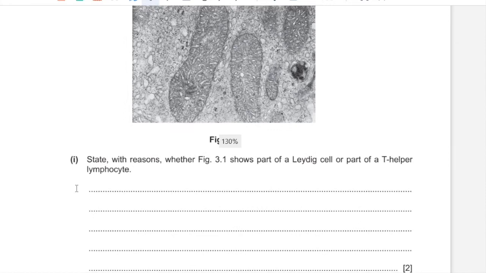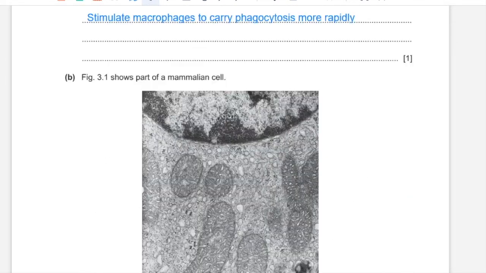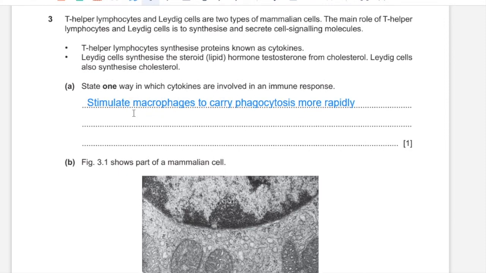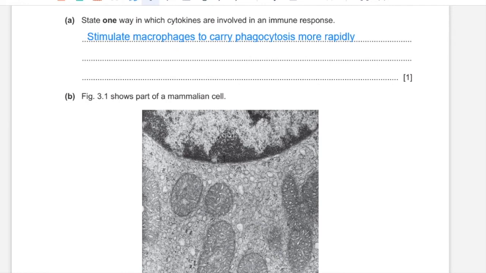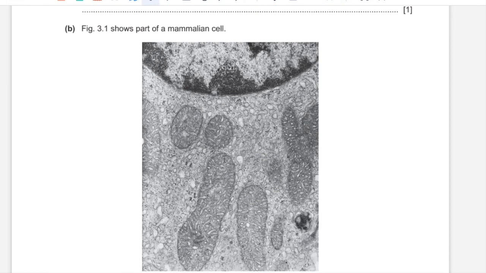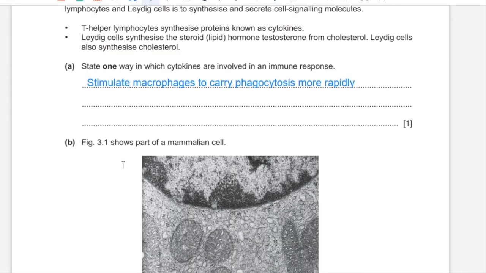To answer this question, you need to relate the diagram with the function of the cells in the question. T helper lymphocytes synthesize proteins. Protein synthesis requires ribosomes, which are found in the nucleus and also on rough endoplasmic reticulum. And since neither of those is really visible in the diagram, this indicates that the cell is a Leydig cell.